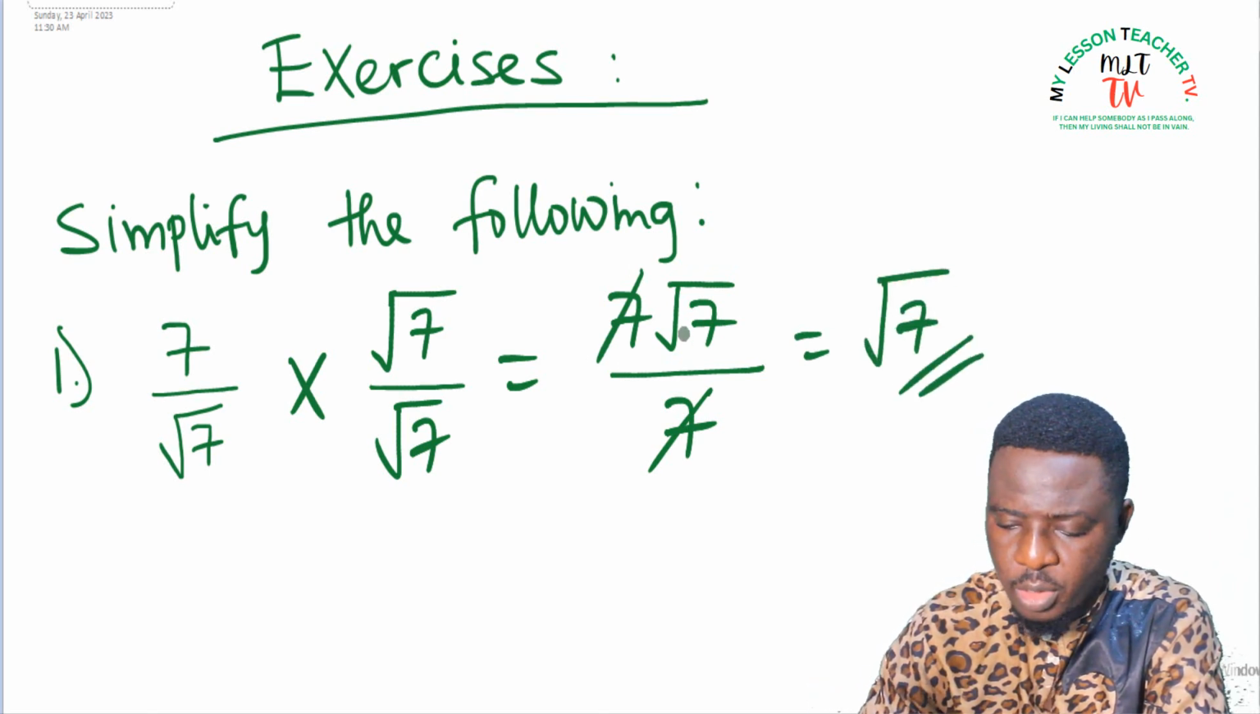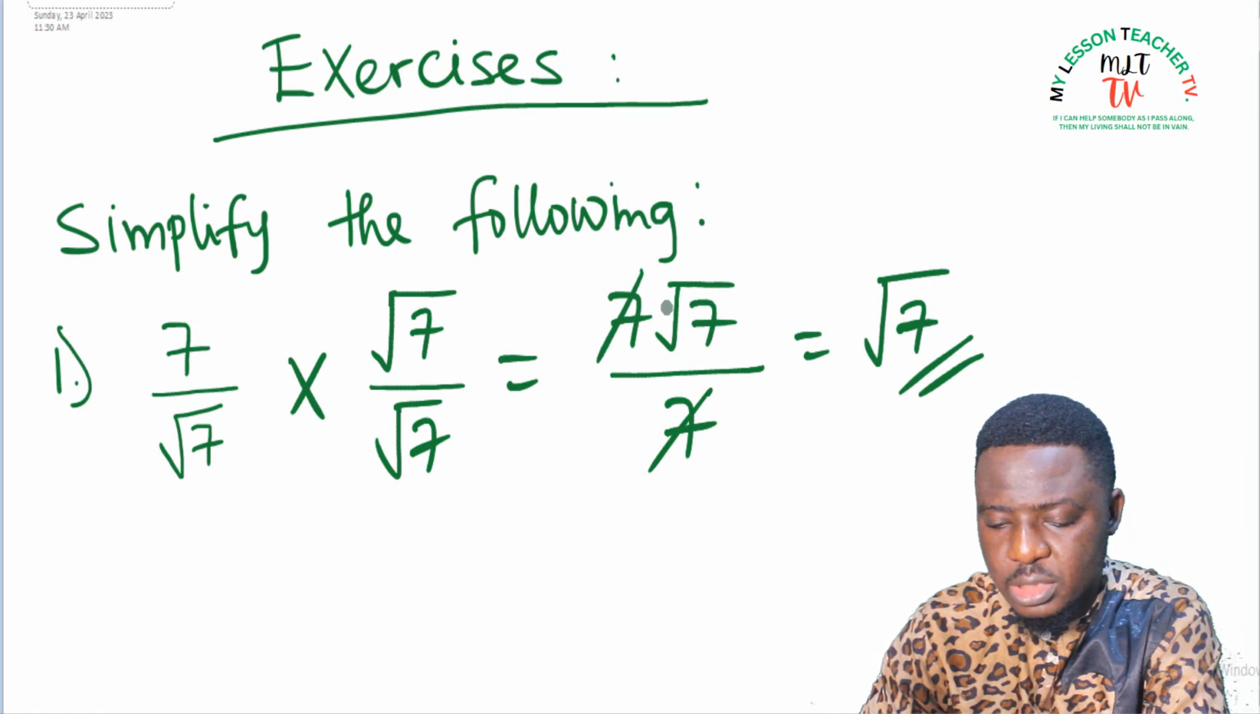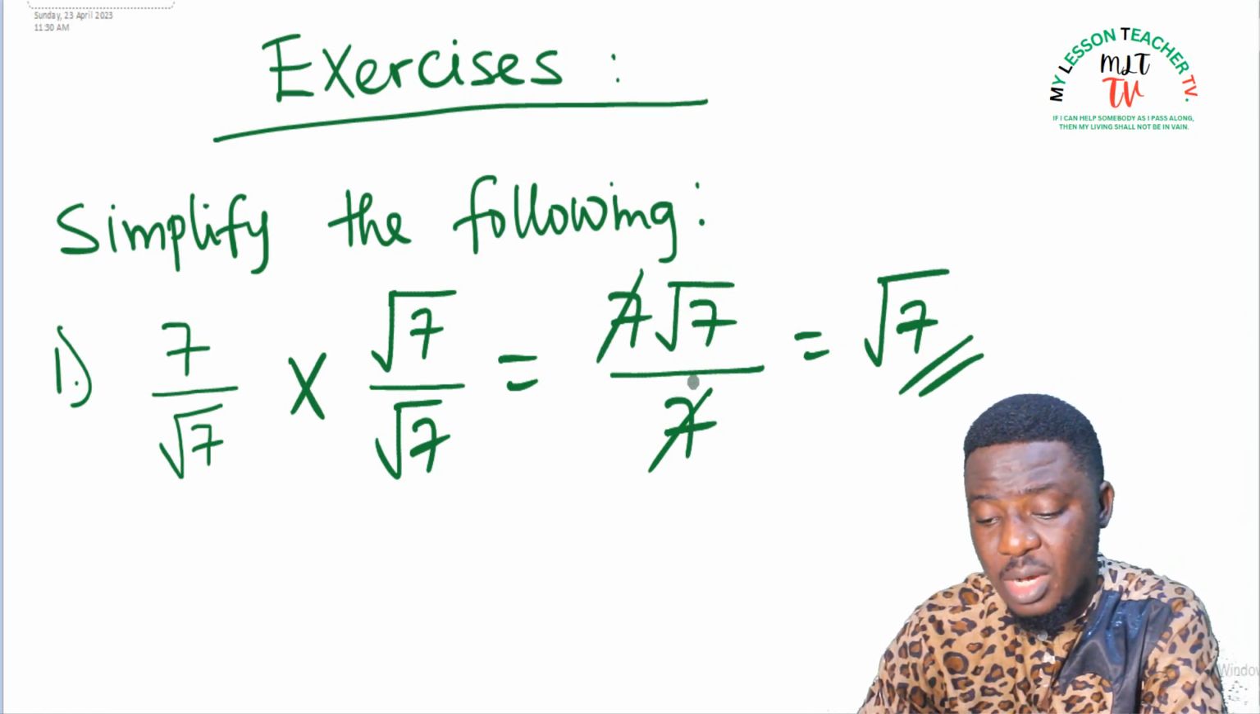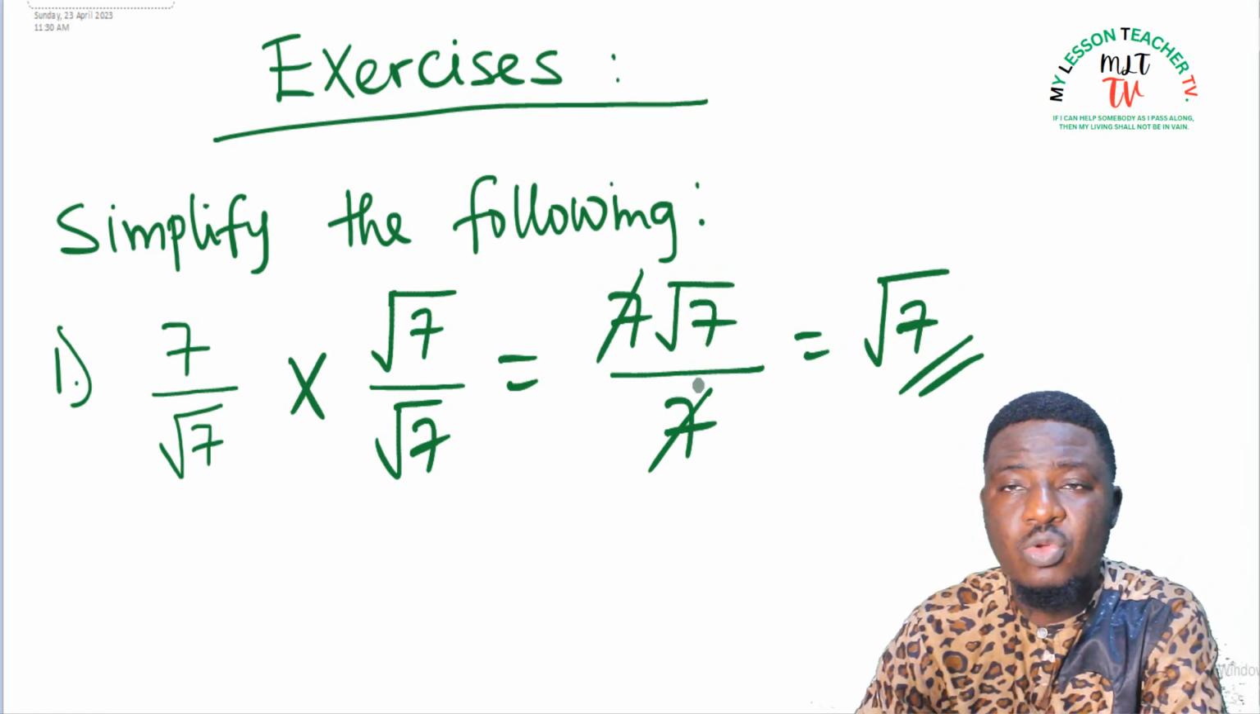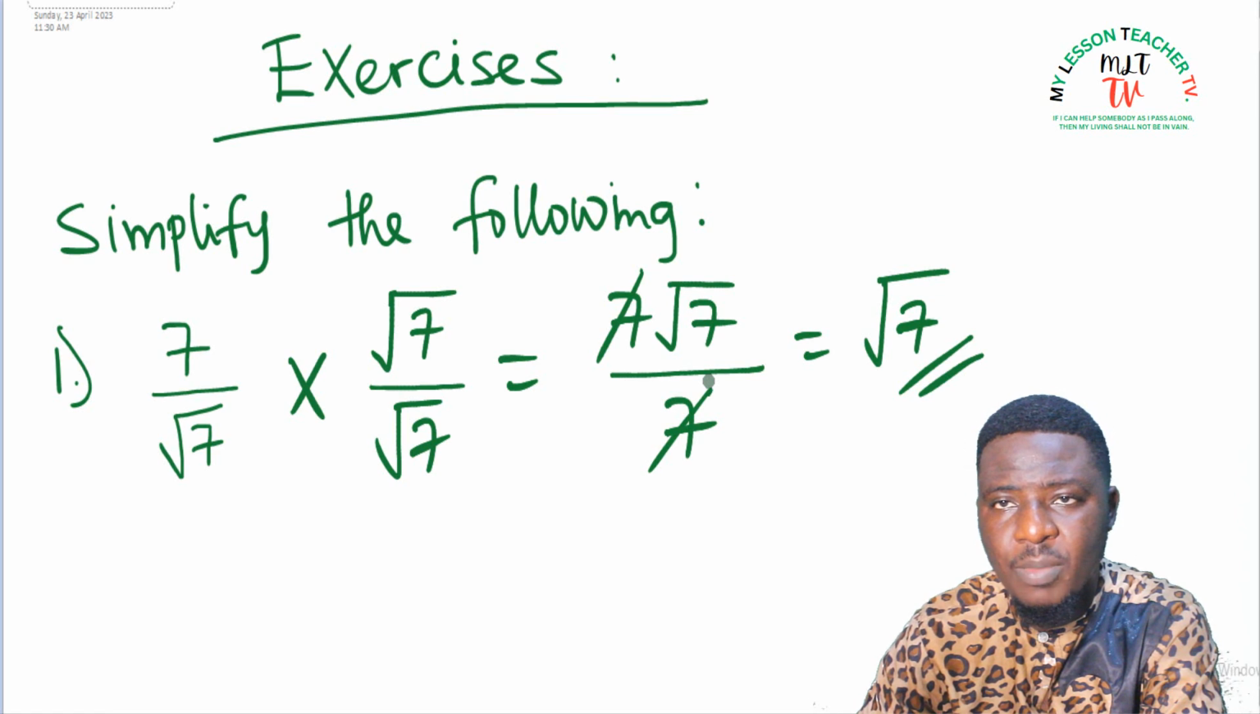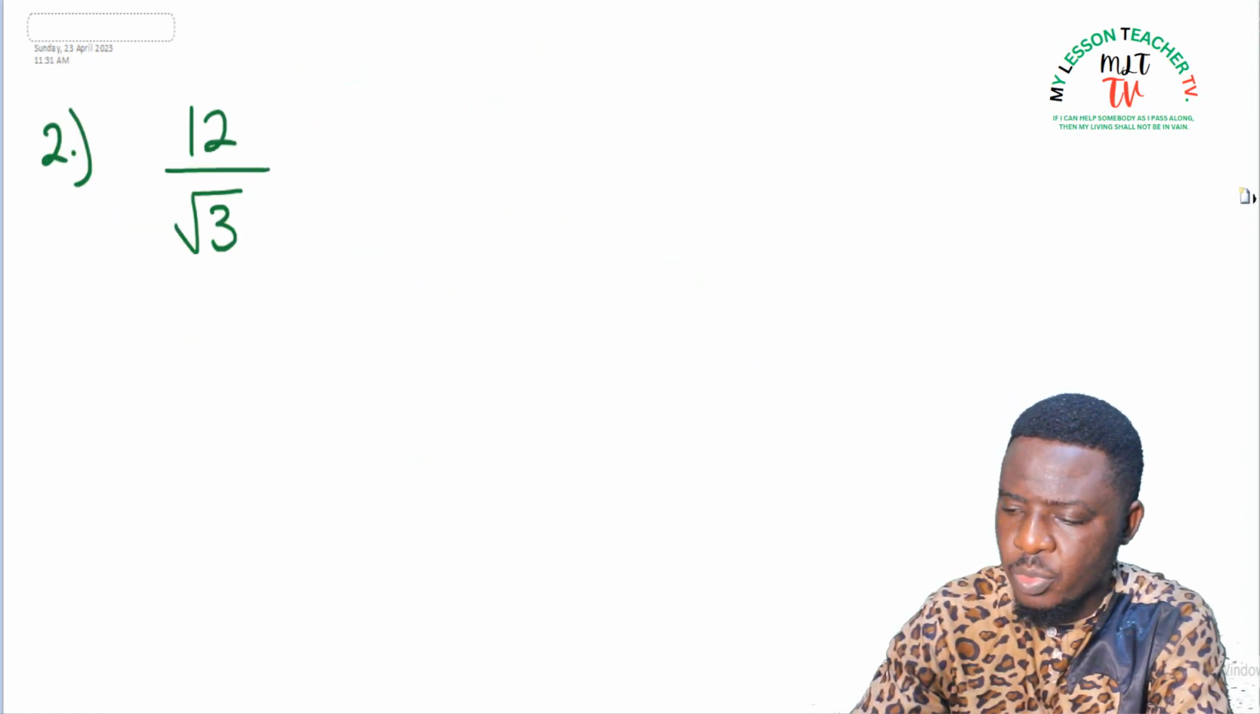Now note, you cannot divide root 7. You cannot tell me root 7 divided by 7 is maybe root 1. No, it's not possible. Okay, now you divide rational numbers by rational numbers and irrational numbers by irrational numbers whenever you are dealing with SURDS. So take note of that.